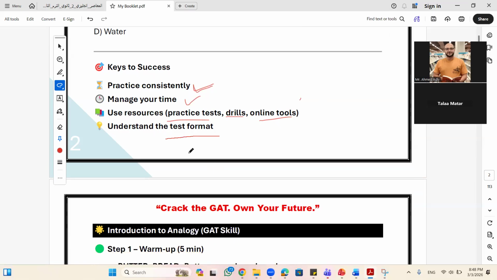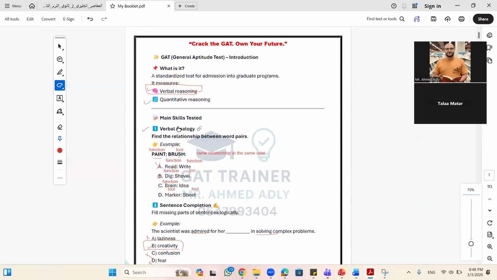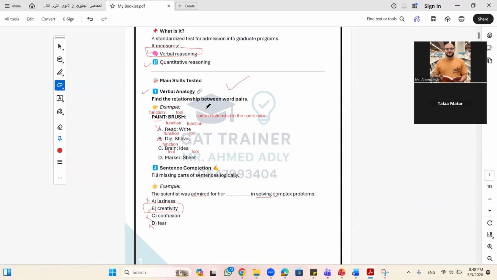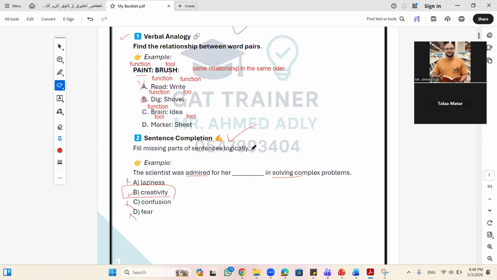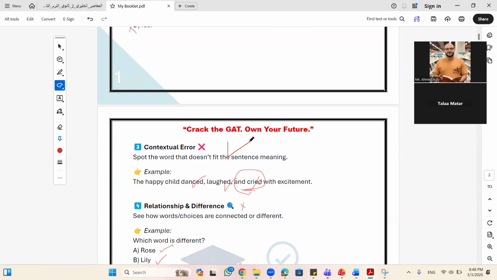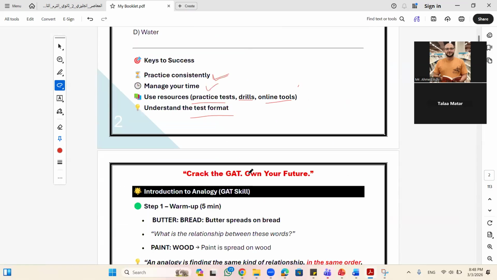You need to understand the test format. Can you tell me quickly how many questions are there? How many questions? Analogy, all right? Bella, can you hear me? Am I coming through okay? Yeah. All right. So we have analogy, right? And number two, we have sentence completion, and we have contextual odd one out, or relationship and difference, and reading comprehension.